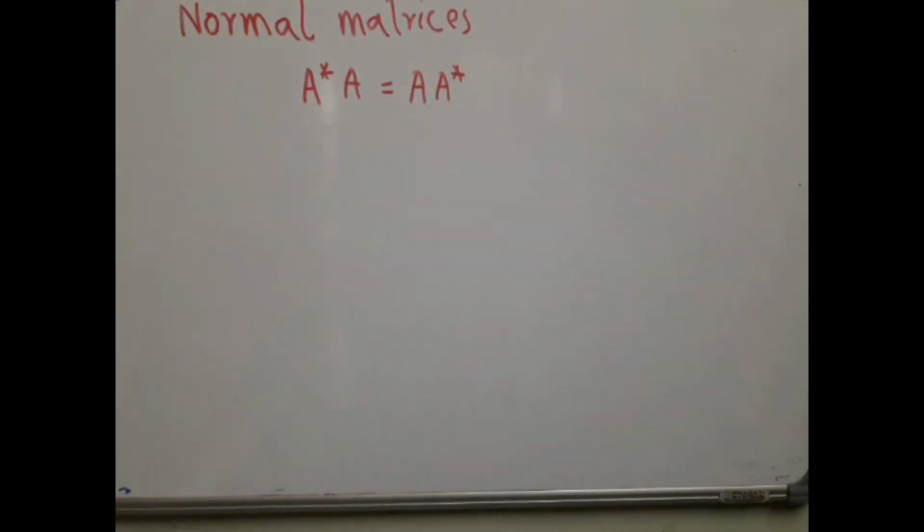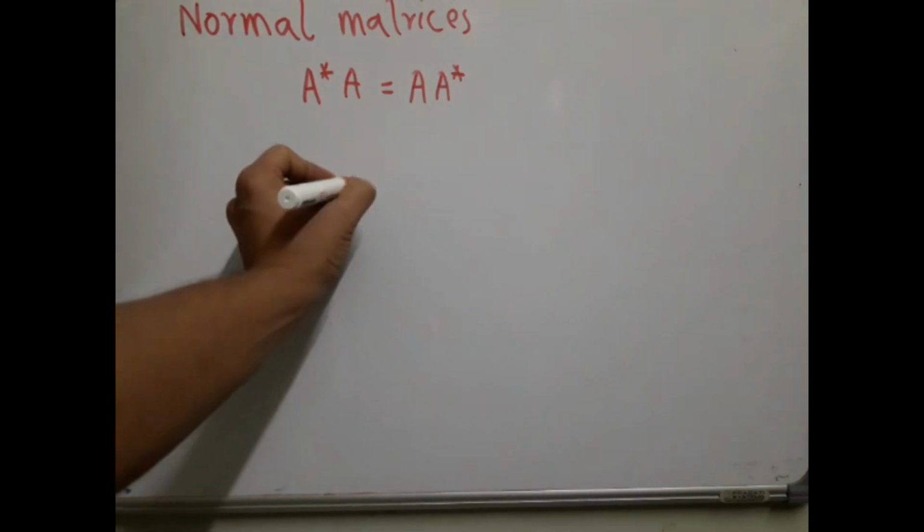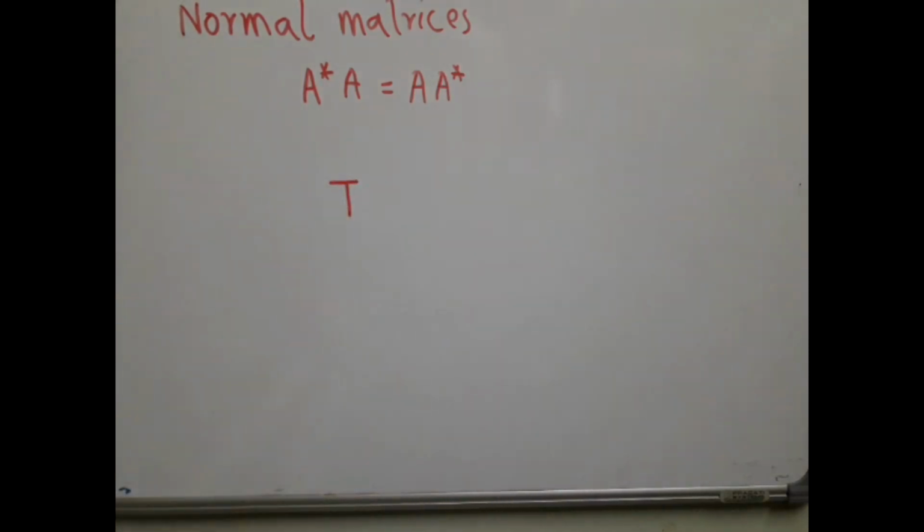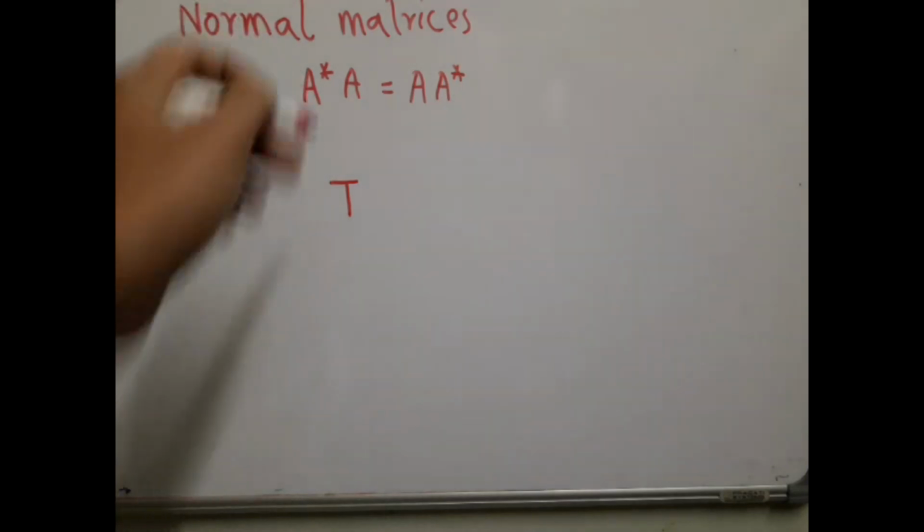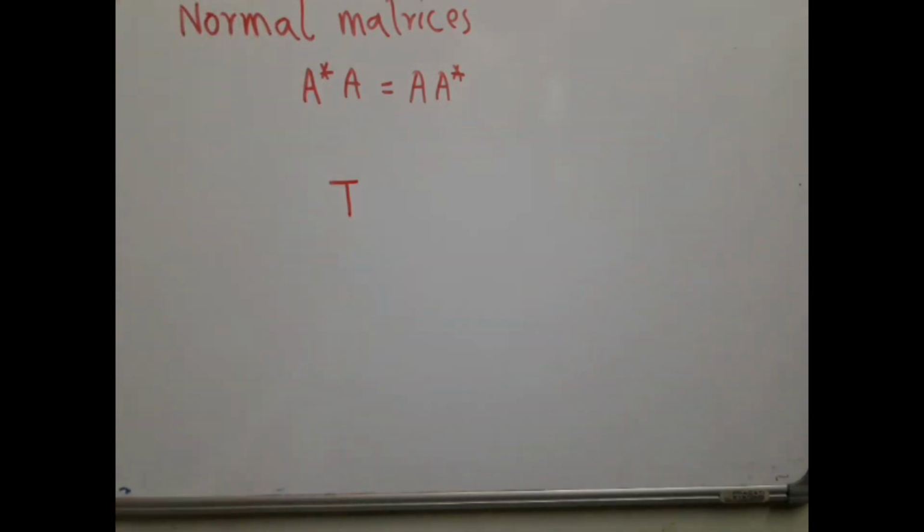Now, the way we proved the spectral representation of complex Hermitian matrices was just to think about an upper triangular matrix T. So, we saw that if I put the condition of complex Hermitian on an upper triangular matrix, that forces it to be a diagonal matrix.